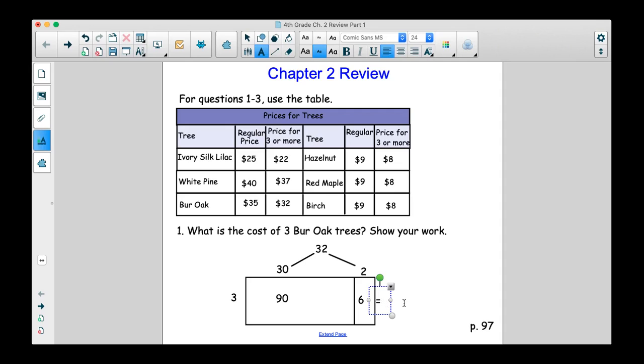All right. Now, after we get that done and calculated, we actually need to stop and think, is that reasonable? So let's go back and think. Price for 3 or more trees, $32 each. And we bought 3 of them. So yes, that is reasonable. So $96 were spent on 3 bur oak trees.